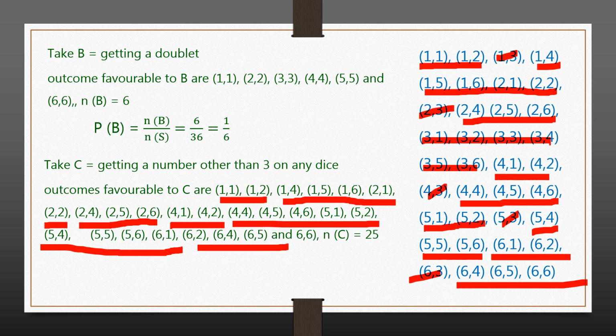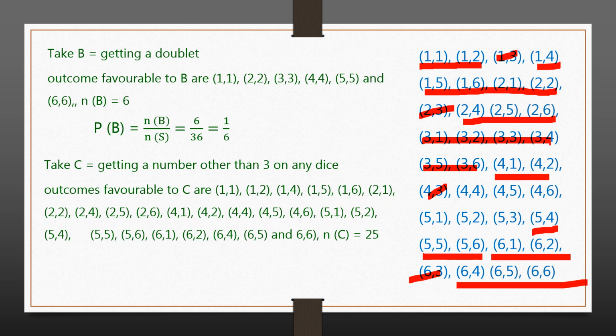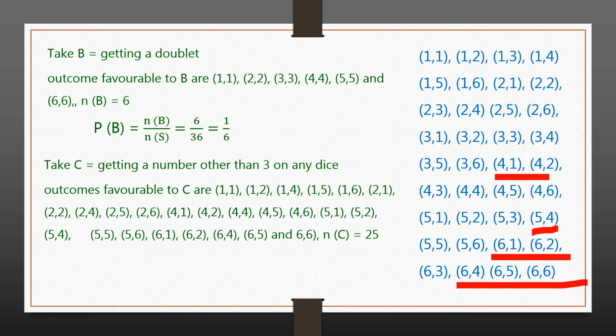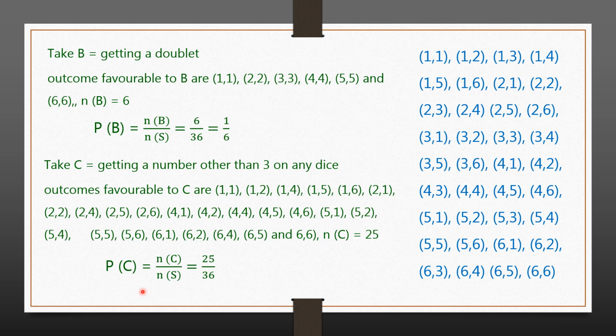In this way, you identify the outcomes favorable to C directly. Simply, outcomes favorable to C are the outcomes which do not include 3 anywhere. It won't be there on the first day as well as the second day. Now, there are 25 outcomes favorable to C. N of C is 25, so P of C is N of C by N of S, 25 by 36.